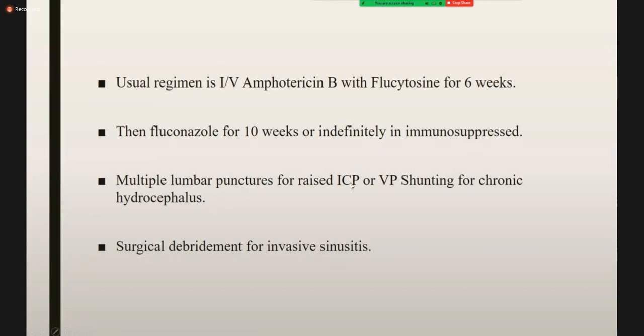Multiple lumbar punctures for raised ICP, or VP shunting for chronic hydrocephalus. Last but not the least is surgical debridement for invasive sinusitis.